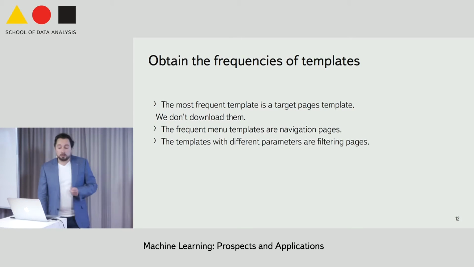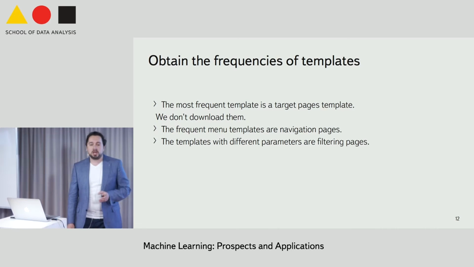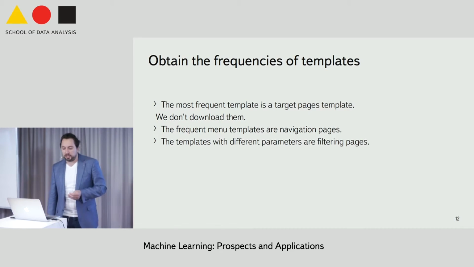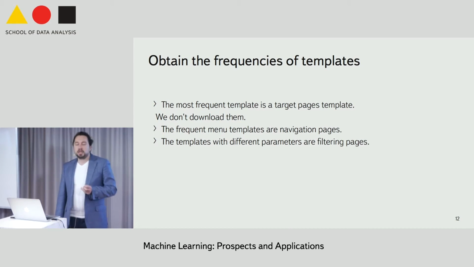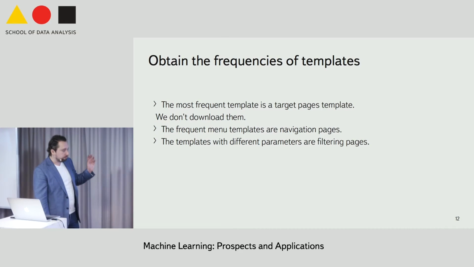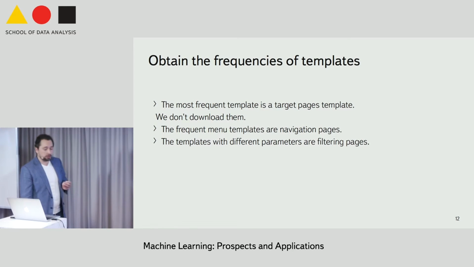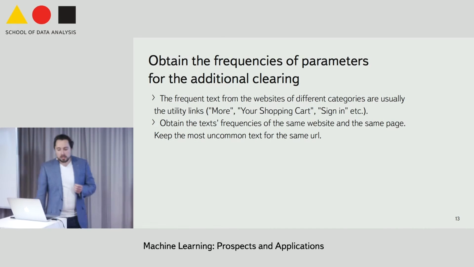And the most frequent templates from common structure usually will be the navigation template, and we can get different templates for filtering pages, and we want to download filtering pages too. Then we can get additional parameters from cleaning.